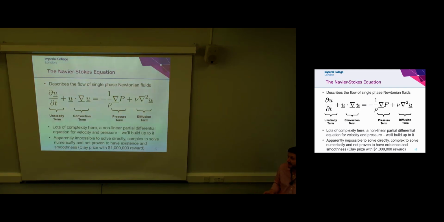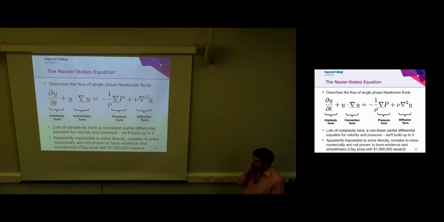So there's a lot of complexity here. It's a nonlinear partial differential equation describing velocity and pressure. Each of these terms are vectors, so it's actually 3 equations shown here. So what we'll do is we'll build up to this, and by the end of today we'll hopefully have at least an idea of the various terms in terms of the actual differential equation, and you'll have at least an idea of how we'd start to go about solving this equation numerically.